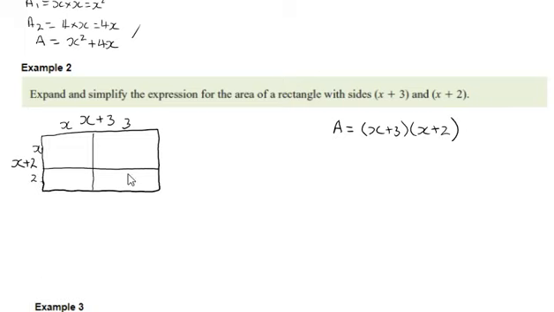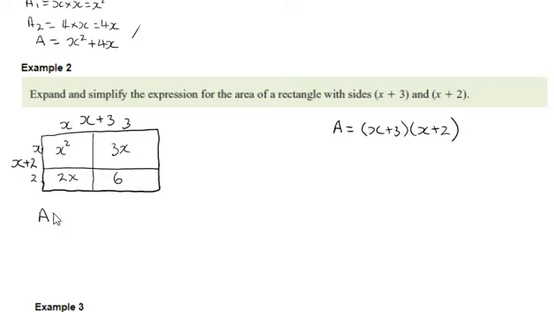So now we have 4 rectangles, 4 different size rectangles. We have an x by x, we have an x by 3, we have a 2 by x, and then we have a 2 by 3. And we can work out the area of each of those and add them together. So let's quickly do that, and we'll write the answers in the rectangle. x times x is x squared. Now, x times 3 is 3x. 2 times x is 2x. And 2 times 3 is 6.